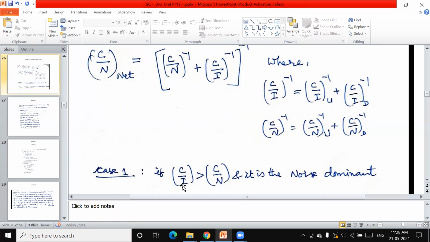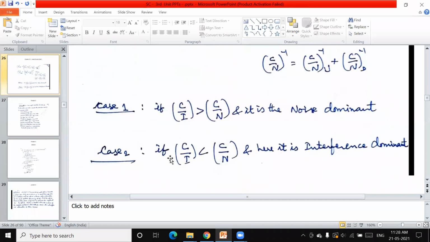I repeat again. Here, C by I greater means the I value is less. C by I is greater only when I is less. But if we take the inverse, C by I inverse, since this value is large, the inverse will be less. Then we are going to say that this value is the dominant value. C by N will be dominant.